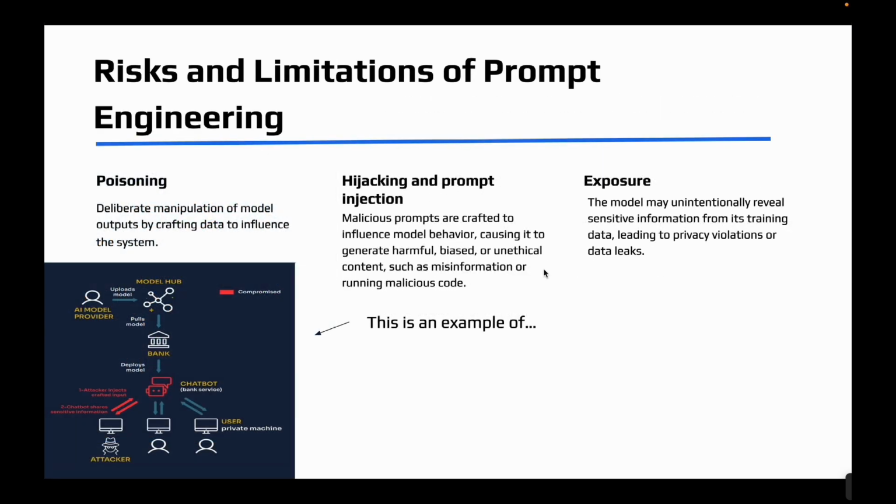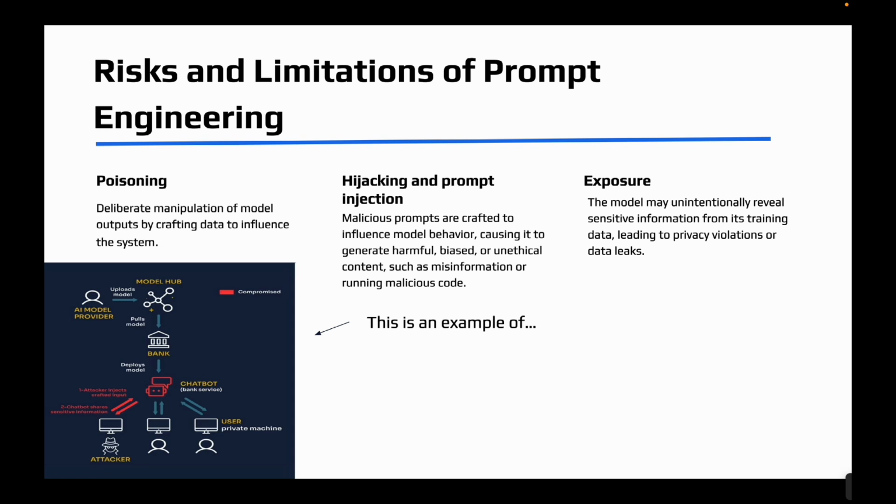So let's go over some risks and limitations of prompt engineering. The first one is poisoning, which is deliberately manipulating model outputs by crafting data to influence the system. This is, of course, the data that the model's trained on, not the data that you're inputting. We'll get to that soon. But basically, when this happens, whatever outputs the model spits out will always have that manipulated output.